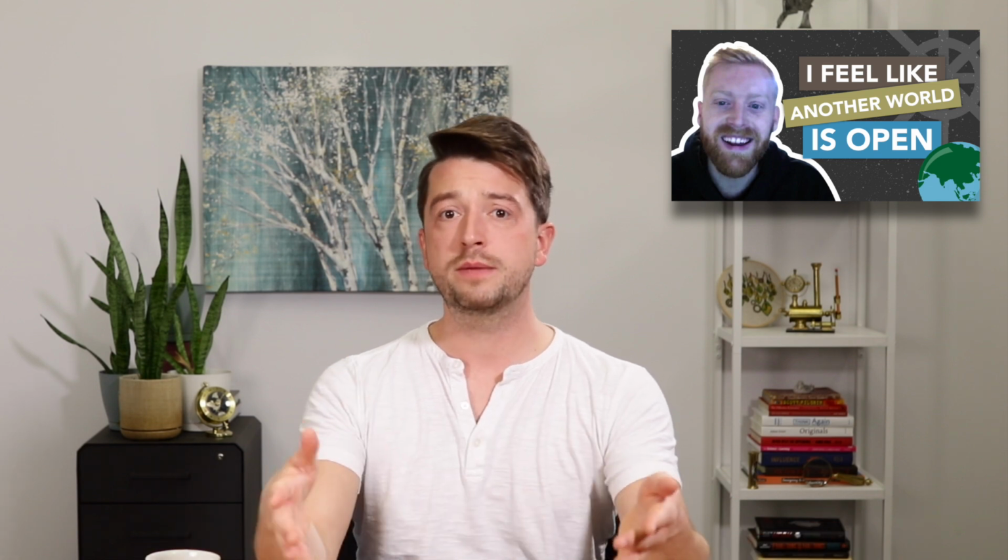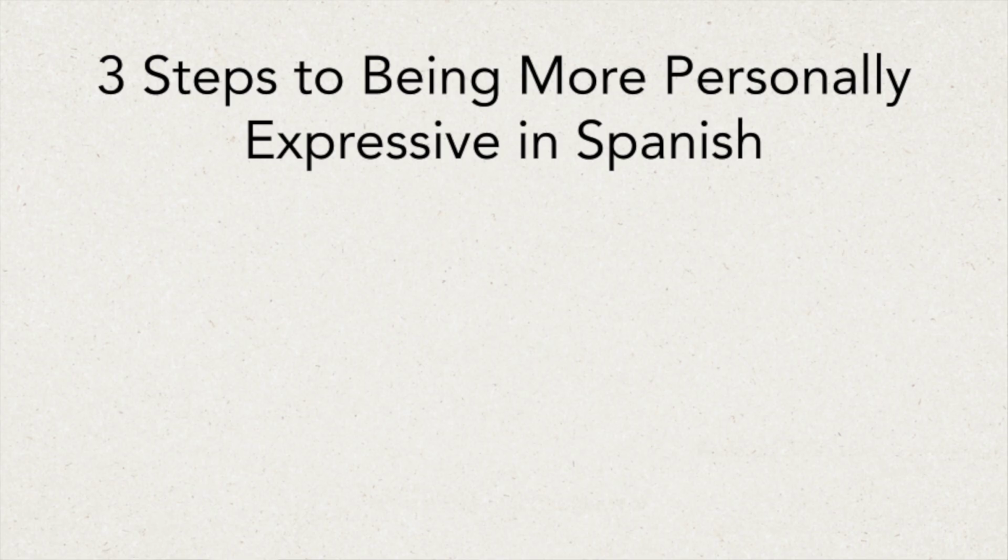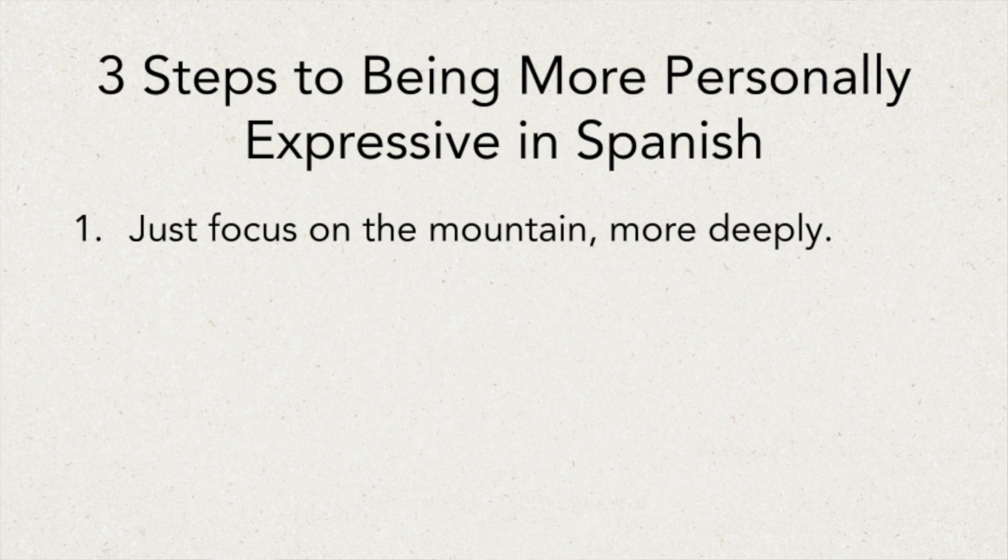But here are a couple of tips for how you can implement this on your own. This is our 3-step process for becoming more expressive on the topics that are important to you. Step 1 is just postponing your own topics. Set your own goals aside and just focus on the mountain. But while focusing on the mountain, try to get as much variety as possible. And I'm talking about infinite variety with these 1,000 words.